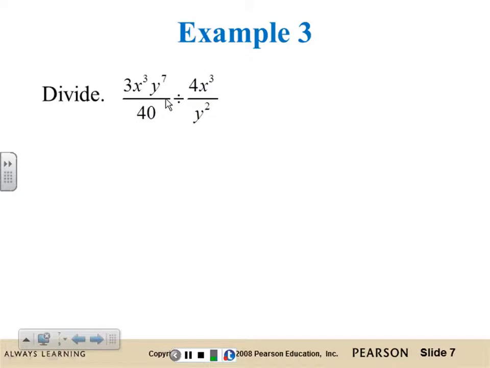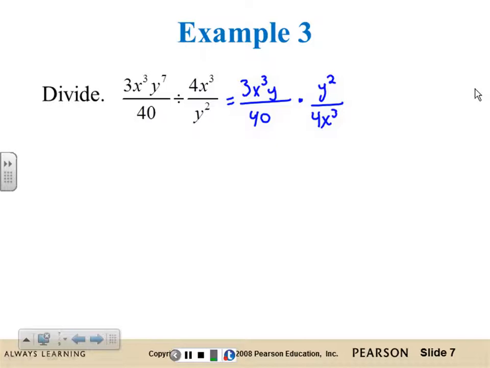So let's try this. Notice you have all monomials, so remember that from multiplication. So what we're going to do is take the first one and leave it alone. So we have 3x to the third y over 40. And then we're going to change division to multiplication, and we're going to flip that second fraction. So we have y squared over 4x to the third.